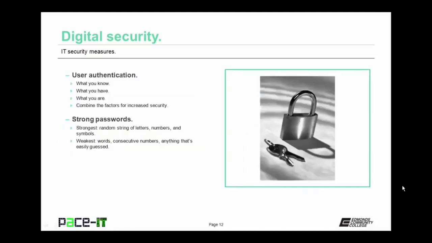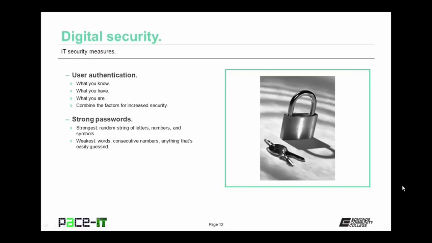Digital security also wouldn't be complete without user authentication. There are three main ways to authenticate a user. There's what you know, username and password; what you have, like a security token; or what you are, biometrics. You can combine these factors to increase your security level.